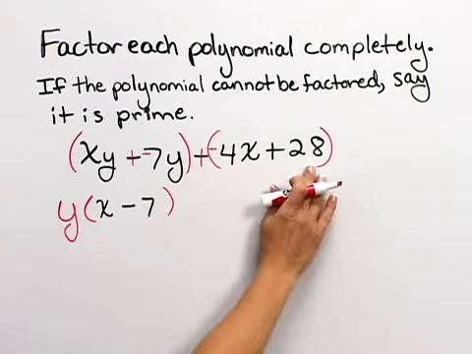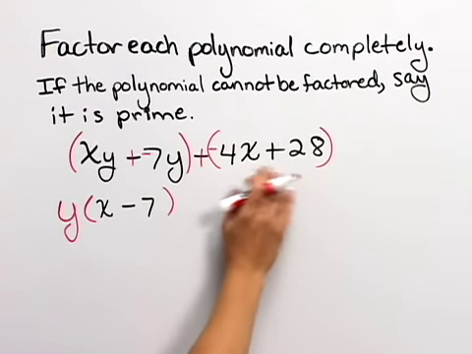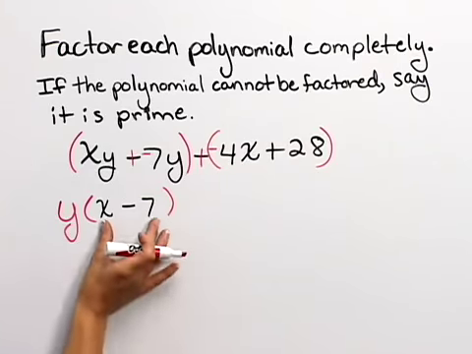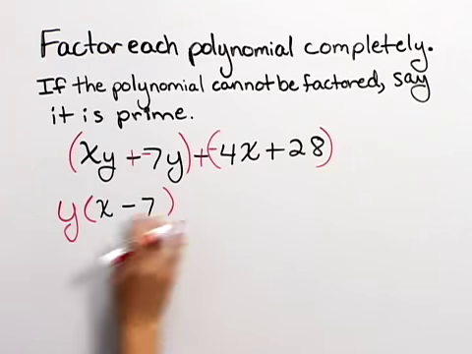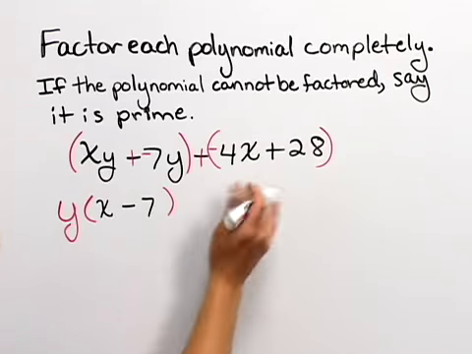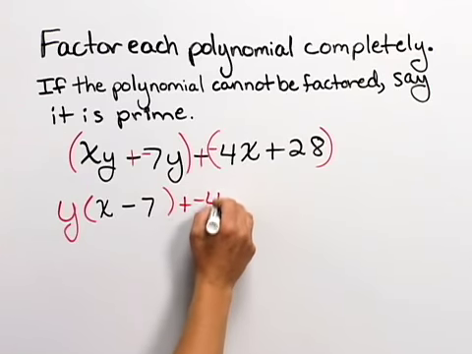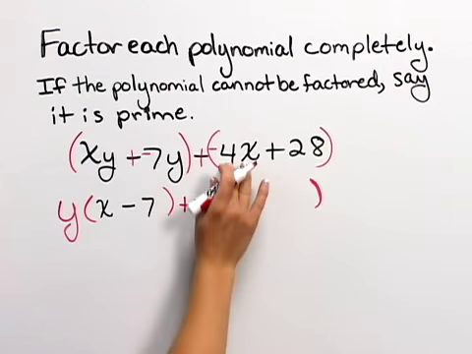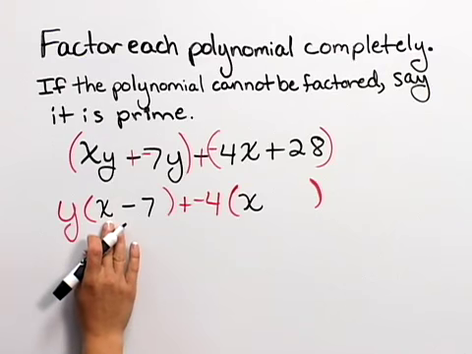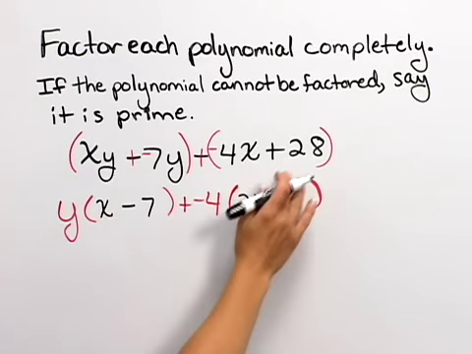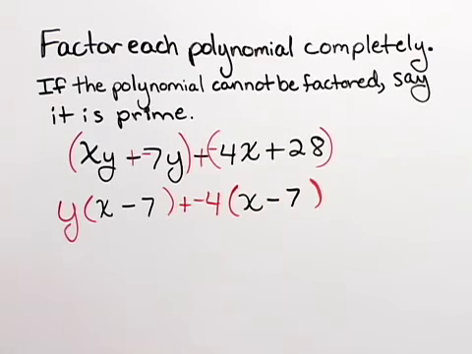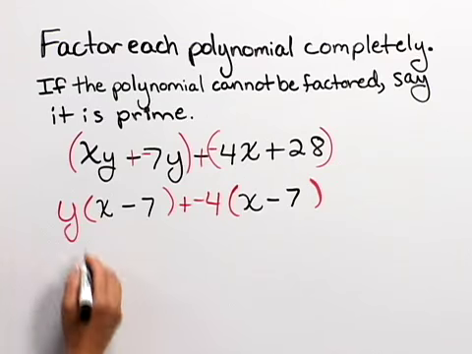Now let's look at our second parentheses. Notice that 4 goes into both of those, and these signs are opposite of these signs. This is a negative positive, and our first parentheses is positive negative. So instead of factoring just a 4 out, let's factor a negative 4 out. Negative 4 divided into negative 4x is a positive x, which matches the x in the first parentheses. Negative 4 divided into 28 is negative 7, which matches the negative 7 in the first parentheses.